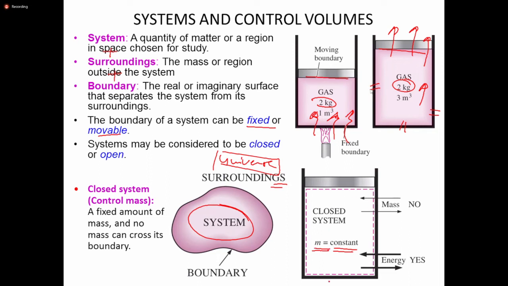And suppose if you add the heat into this, then we are allowed to allow the exchange of heat from system to surrounding. So energy transfer is allowed from system to surrounding or surrounding to system. But what about mass transfer? Mass transfer is not allowed. Now such type of system is generally called as closed system or control mass system.